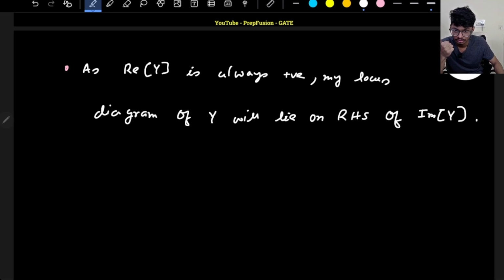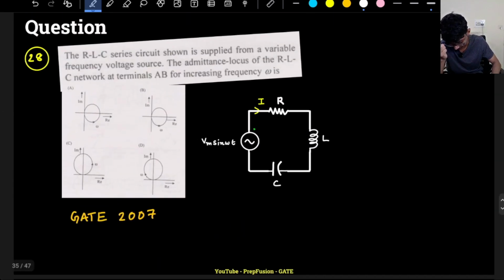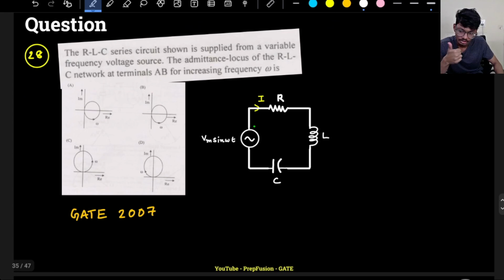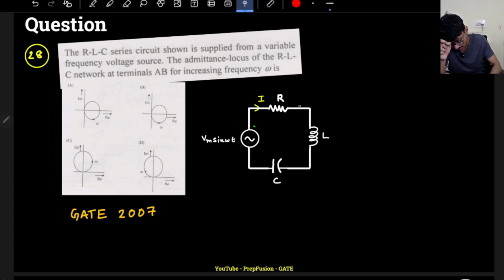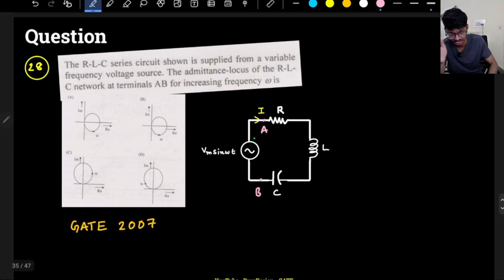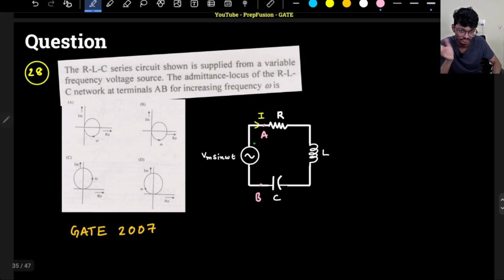So we have two more questions. This is the next question. In this question, we have been given an RLC circuit, supplied from a variable frequency source. So we are varying omega, and what are they asking? The admittance locus diagram across the AB terminals. Sorry for not providing it, the AB terminals are actually here. This is A and this is B. Basically it is the admittance of the RLC only. So the admittance locus diagram of RLC.